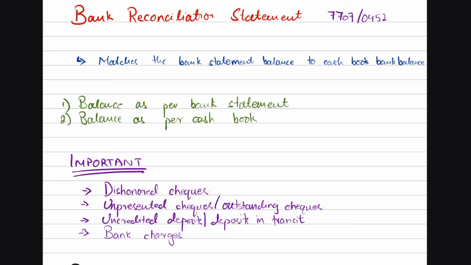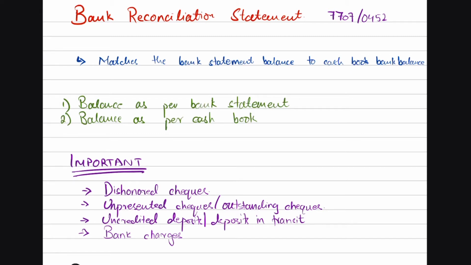Before we start this topic, we just need to understand that the whole ideology behind this statement is basically to match the bank statement balance to the cash book bank balance. Now this is done for a variety of reasons. Sometimes these two balances are not matching, which obviously they should. So we find out the differences and then we write them in the bank reconciliation statement, which also helps us identify frauds and sometimes errors.